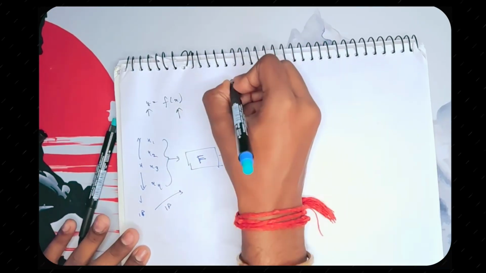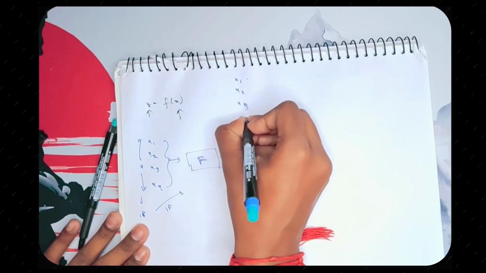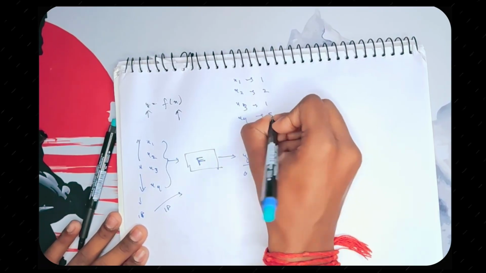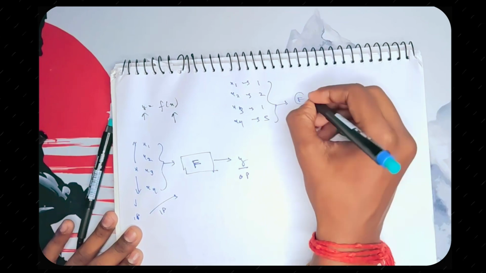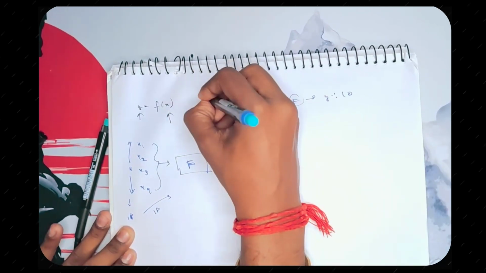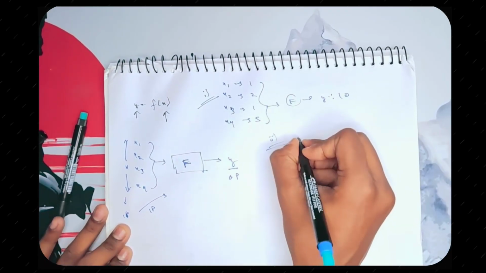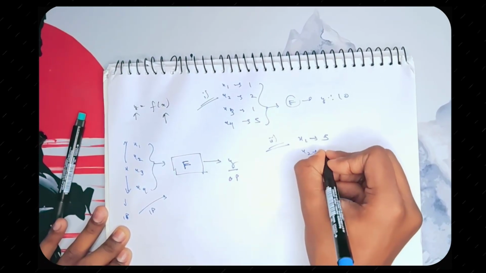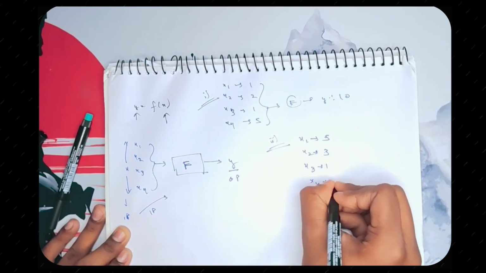Now suppose my x1, x2, x3 and x4 are: x1 is 1, x2 is 2, x3 is 1 and x4 is 5. Let's say I pass this to my f function and I get my y as, let's say, 10. This is my case 1. Now in the second case, let me say that I changed my x1 to 5, and I changed my x2 to 3, and my remaining x3 and x4 are the same.